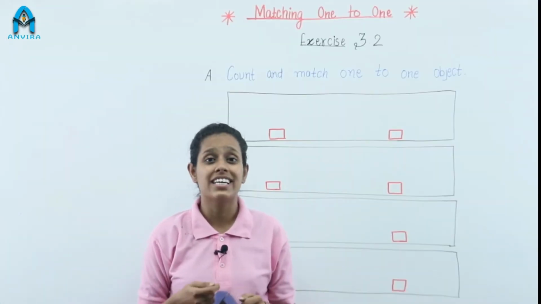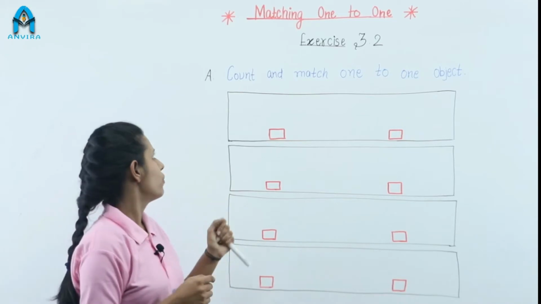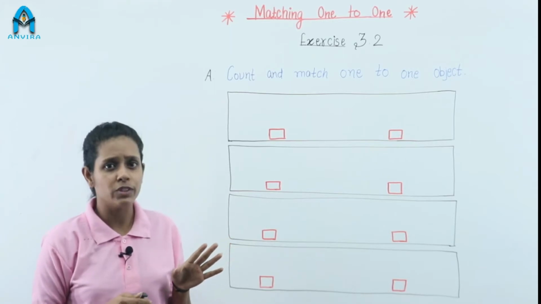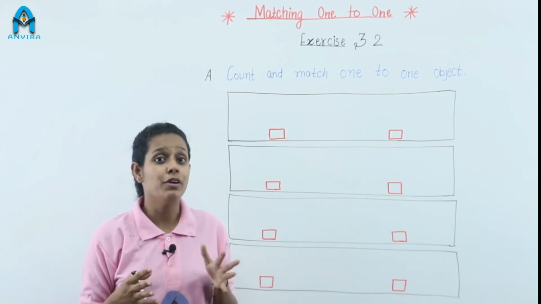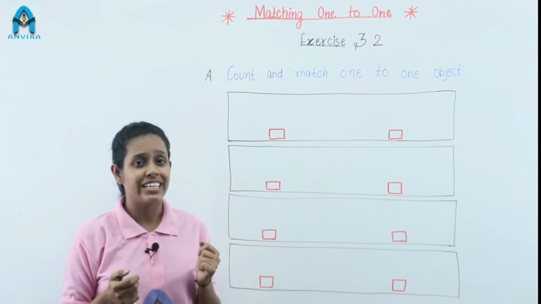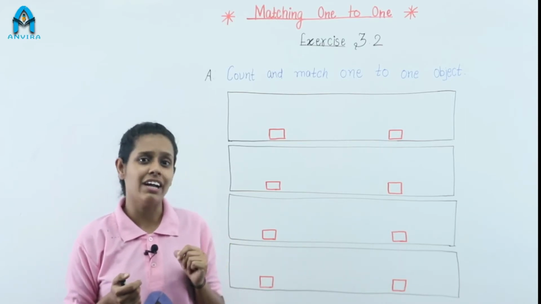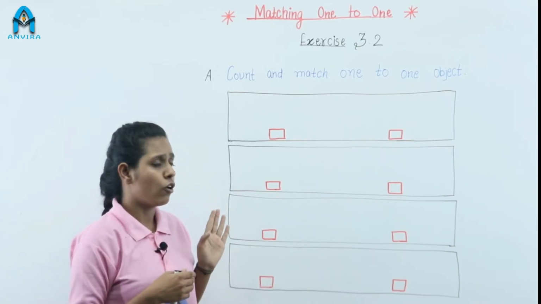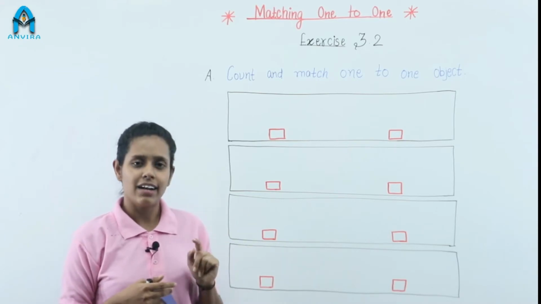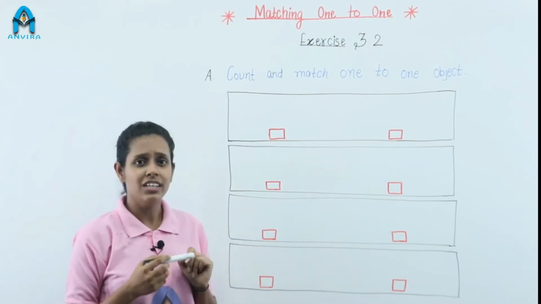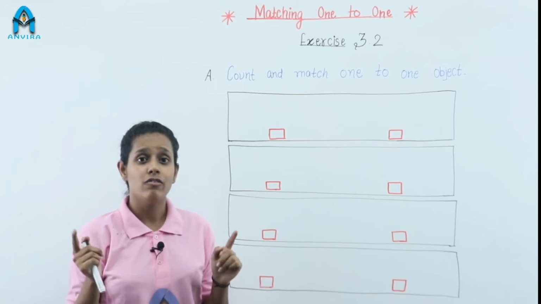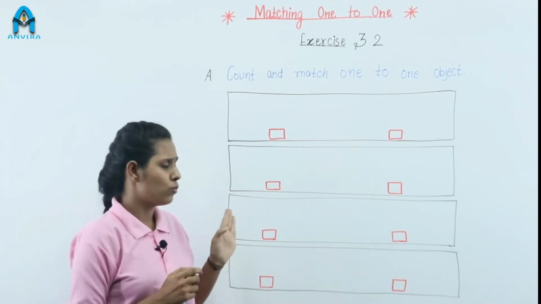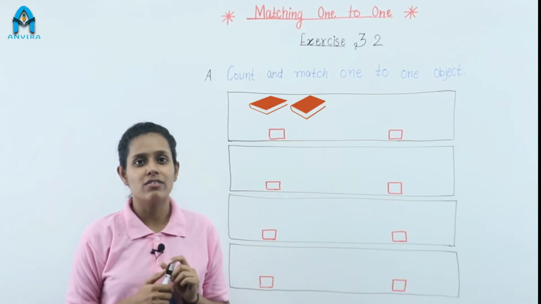Let's start our next exercise 3.2. First, read the question. Count and match one-to-one object. In this question, we found many objects. Some objects are on the right side and some are on the left side. Now, you have to count the number of objects on the right side and also on the left side, and write down the number in the placeholder. Then we have to match the same numbers of objects in both rows.